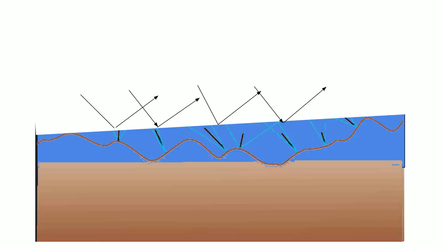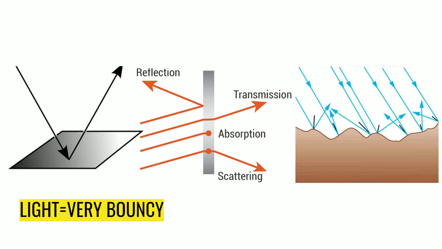So, just to recap, light is pretty bouncy. Extremely bouncy, actually. The smoother something is, the shinier it's going to appear. The rougher something is, the less of a polished look it's going to achieve.